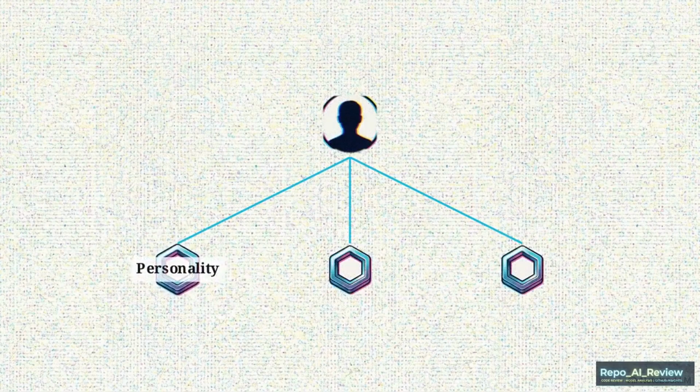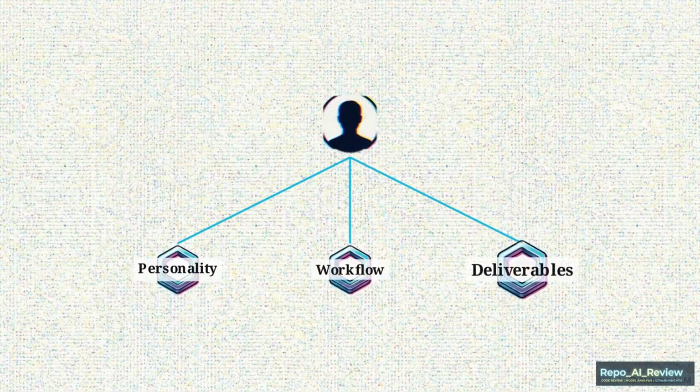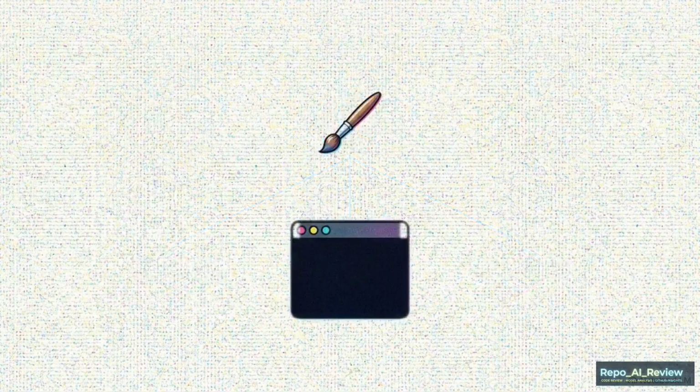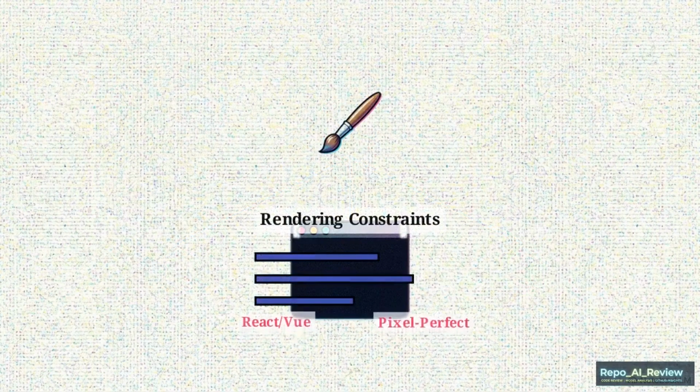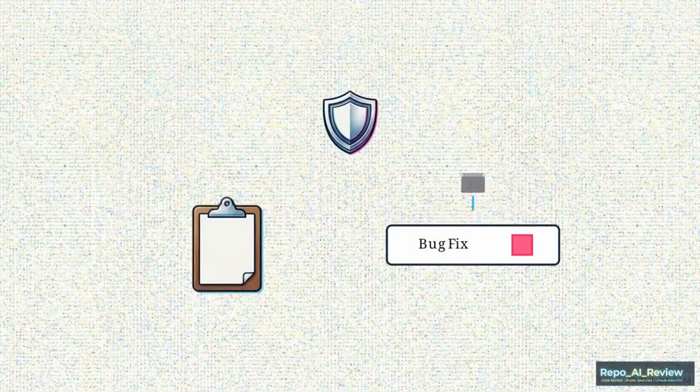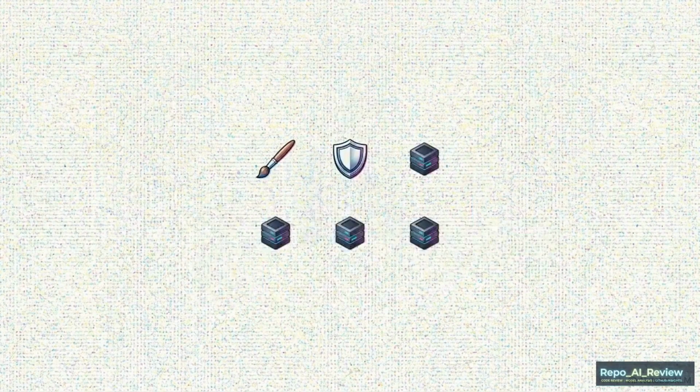Every agent in the system is defined by a distinct personality, a rigid workflow, and standardized deliverables. The front-end wizard applies specific rendering constraints, while the reality checker demands visual proof of bug fixes. You can assemble this team for exactly $0.